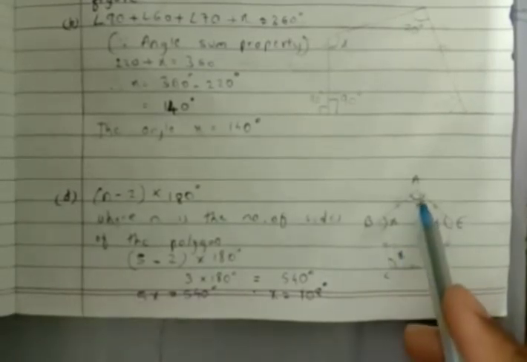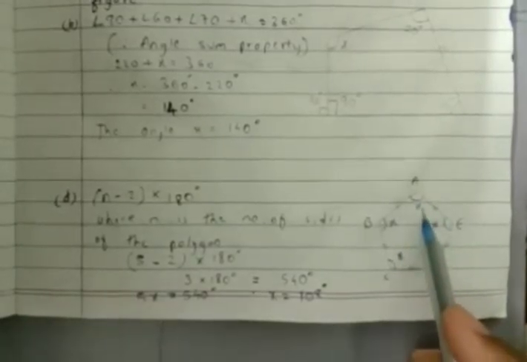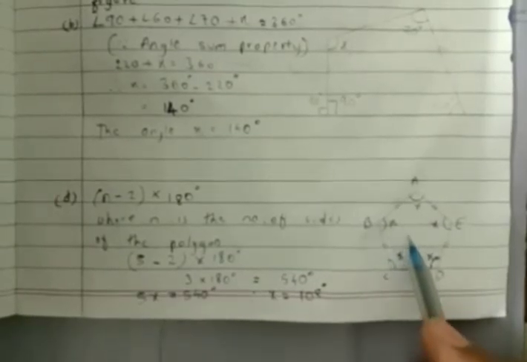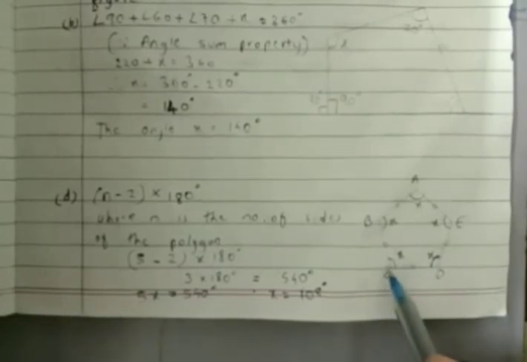Means the angle A is measuring 108 degrees. Angle B is also measuring 108 degrees, right? So we have solved this problem, right?